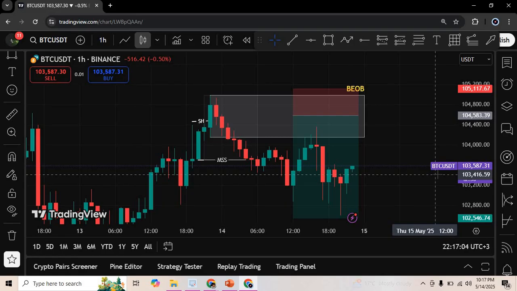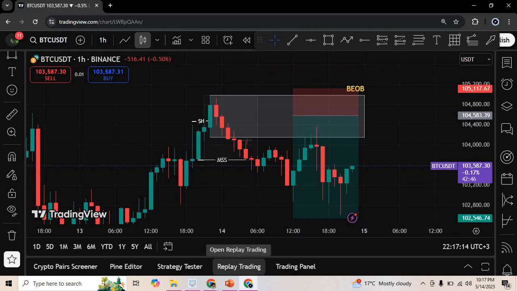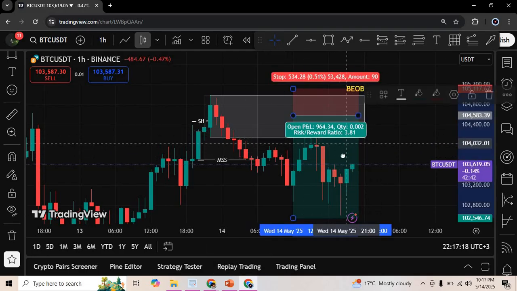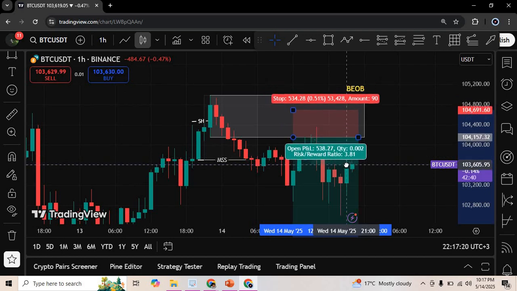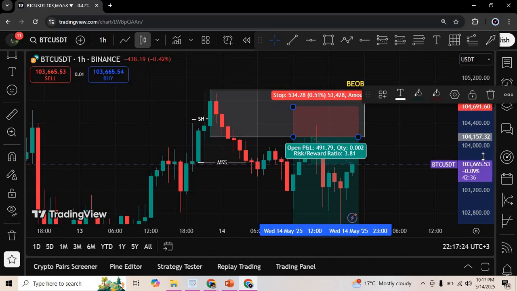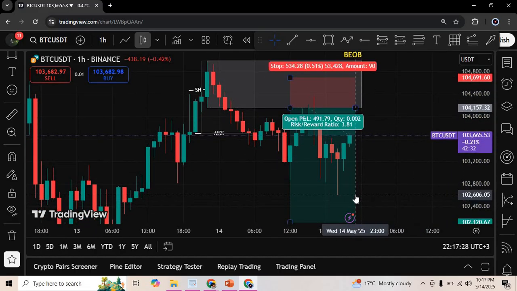Yes, my entry was not triggered, so I'm not in that trade. I missed that entry, so I did not get into that trade. So the amount that I had in my account will still remain $100. But if I had my entry at the bottom of that order block, what do you think will happen to my trade? Currently, will I be in profit or in losses?